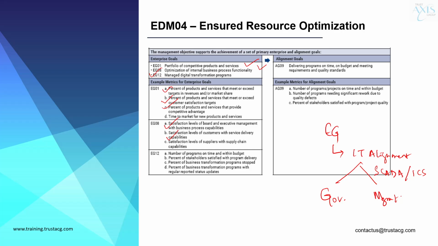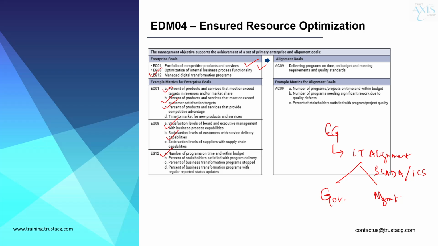This enterprise goal is measured by evaluating the number of programs that you deliver on time and within the budget, which will demonstrate discipline in managing financial and human resources. You can also evaluate the percentage of stakeholders that are satisfied with the outcomes of your delivery, measuring the confidence in how these resources are allocated and utilized.